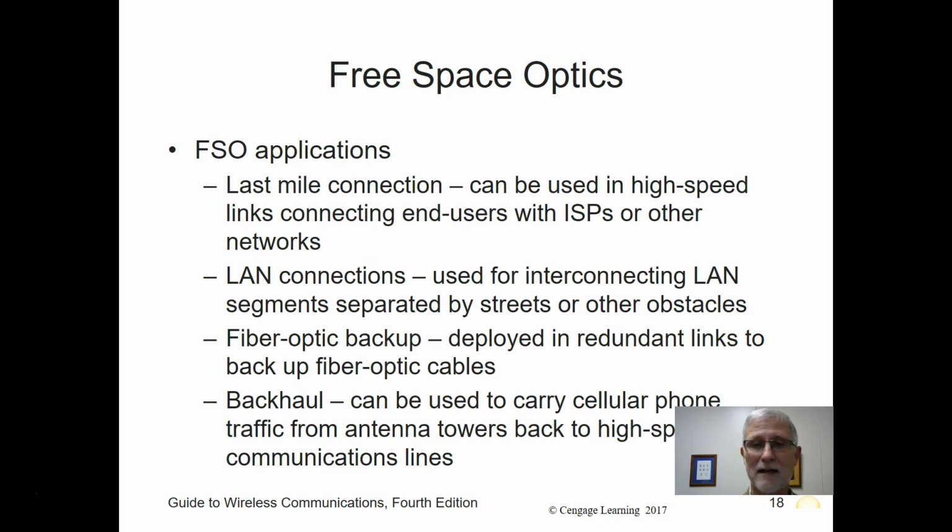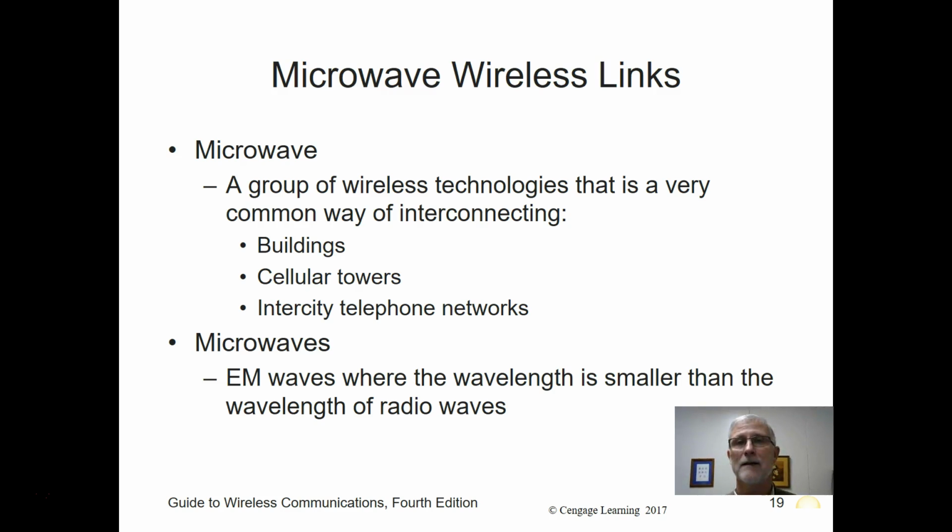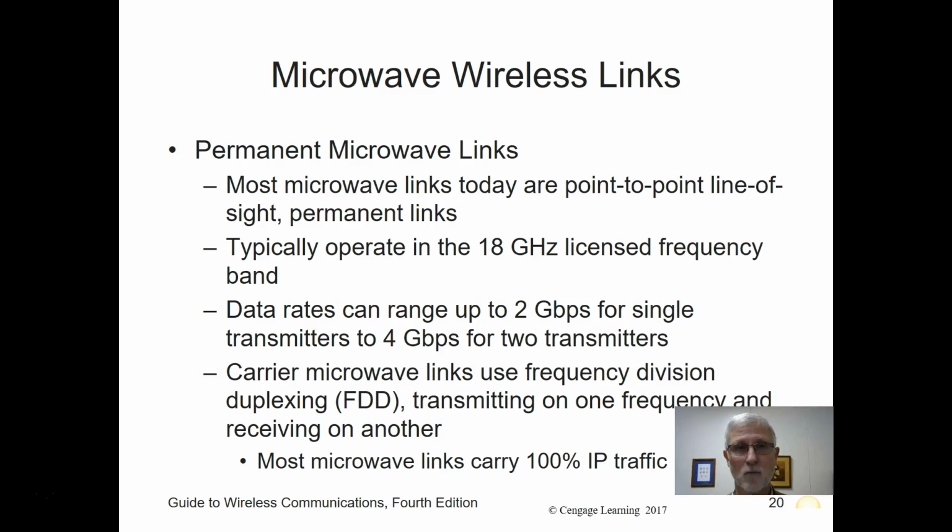And backhaul, it says, hey, when I don't want to pay for high speed connectivity, I can use that as a way of getting back to a tier. Now, another option is microwave links. Those are a group of wireless technologies that have come a long way, and they interconnect cell towers, buildings, and intercity networks. It uses electromagnetic waves, similar to what we use in other wireless technology, but its wavelength is smaller. Now, permanent microwave links definitely are point-to-point.